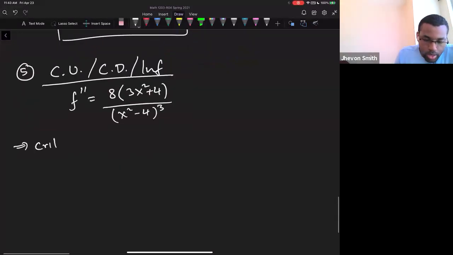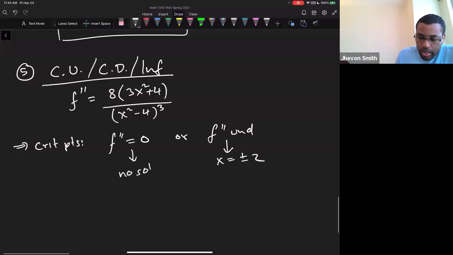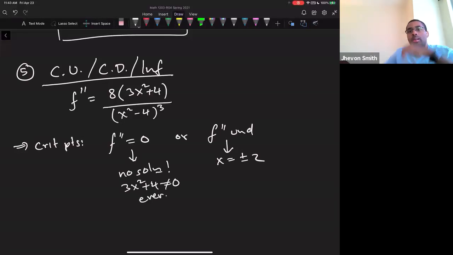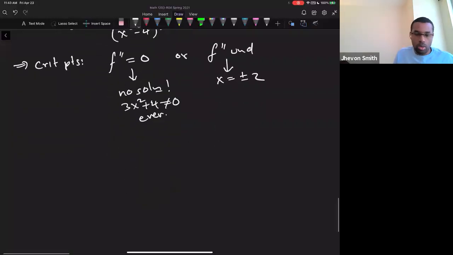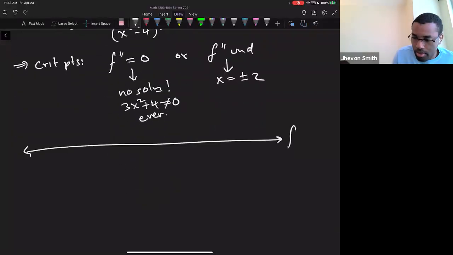So now we're going to find critical points. We know that we need f double prime equals 0 or f double prime undefined. This again is obvious to be plus or minus 2. F double prime is 0. Well, there's no solution to that, right? Because 3x squared plus 4 is not equal 0 ever, right? X squared is going to be 0 or positive. So that expression is always going to be bigger than positive 4. And then you're multiplying it by an 8. It's never going to hit 0, right? It's completely above the x-axis. So the only critical points for the second derivative are the -2 and 2.